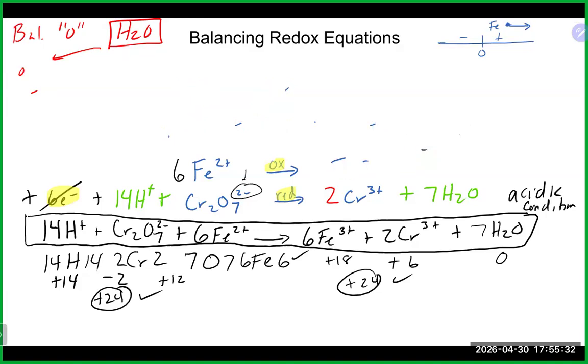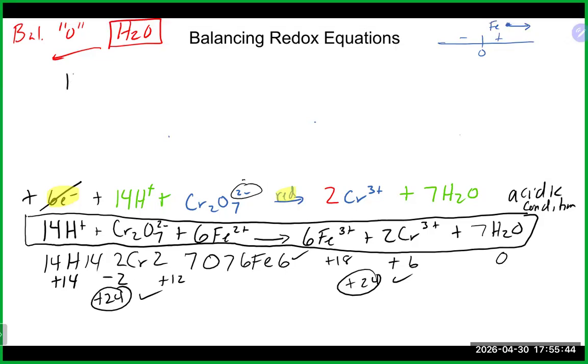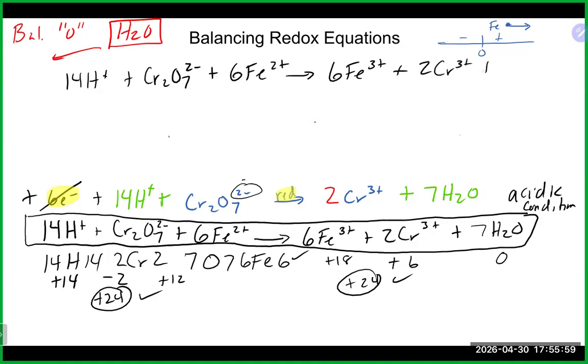So if we wanted to do basic conditions, we're just going to do exactly what we did a second ago. And we will end up with obviously the same equation we just did, which was 14 H+ plus Cr2O7 2- plus 6 of the iron 2+ go to 6 of the iron 3+ plus 2 of the chromium 3+ and 7 waters.